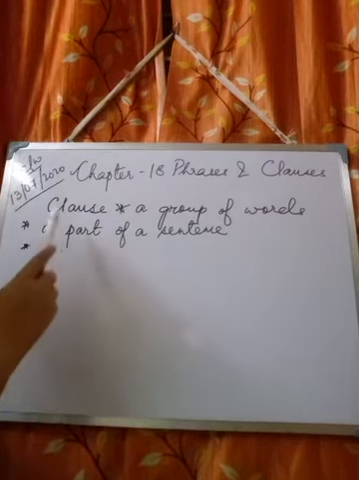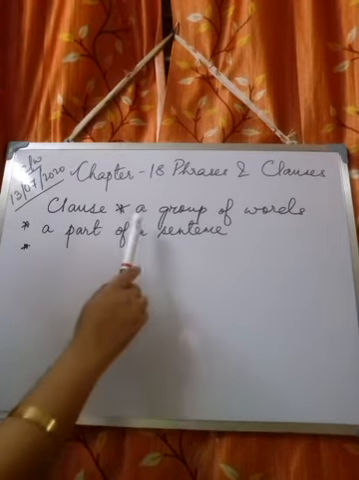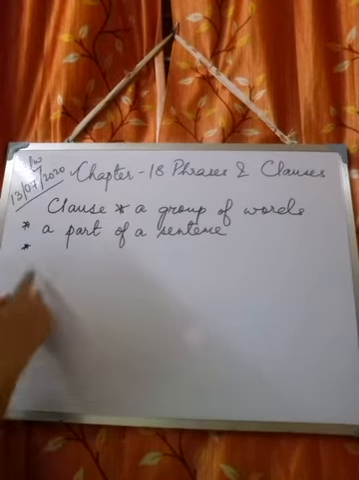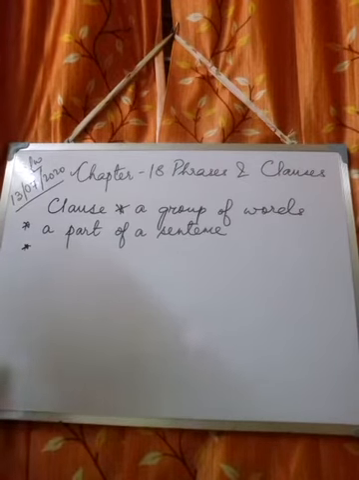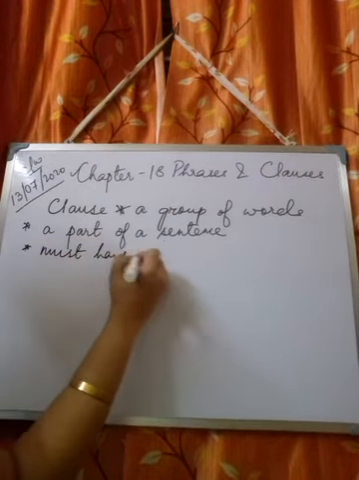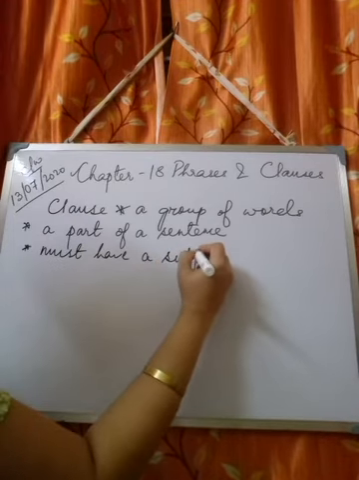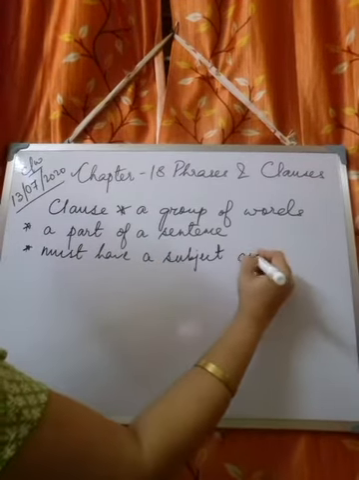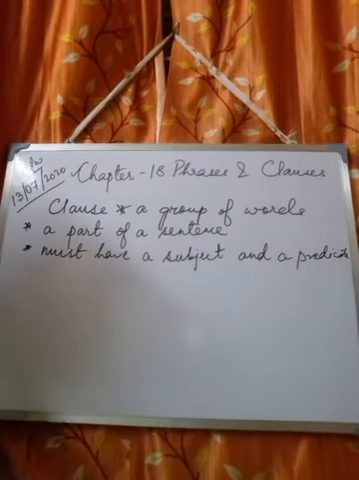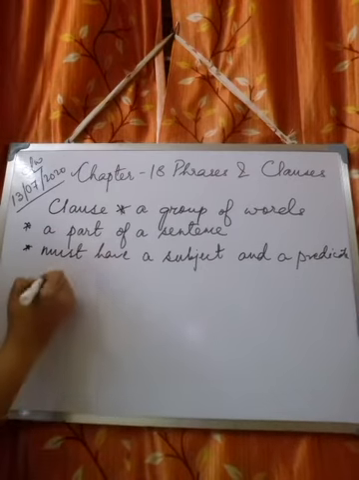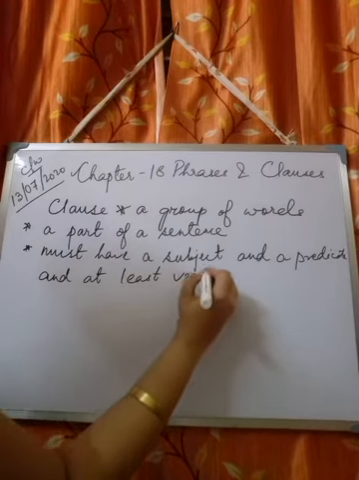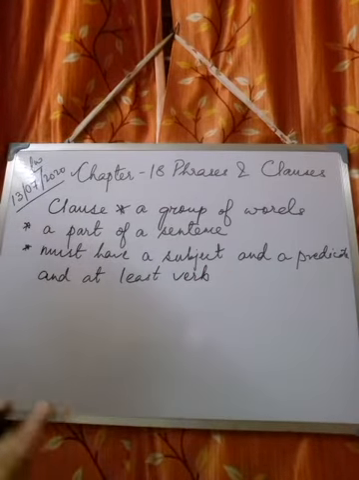To start with, what a clause is. A clause, we know, is a group of words, as I had explained to you in our previous class. It is a part of a sentence, and a clause must have a subject and a predicate and at least one verb. These are the prerequisites of a clause.